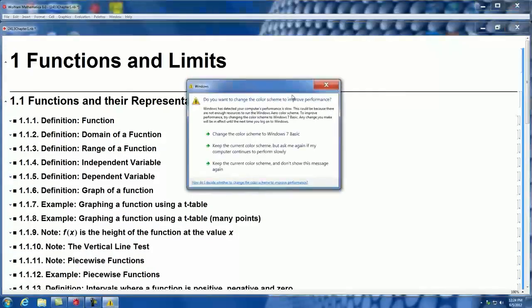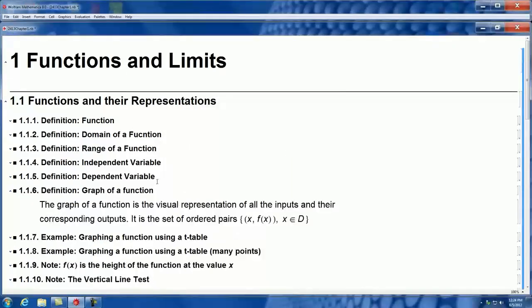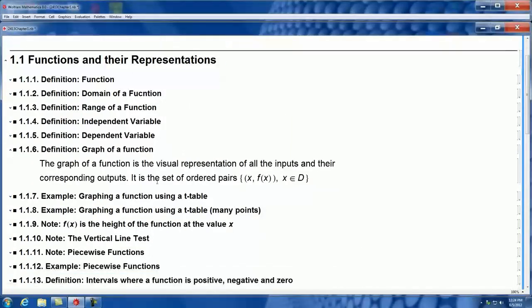All right, let's get to the graph of a function here. The graph of a function is the visual representation of all the inputs and all their corresponding outputs. It is a set of ordered pairs like this. So let me explain what this is. The braces on the end here tell you that this is a set. It's the set of all ordered pairs.